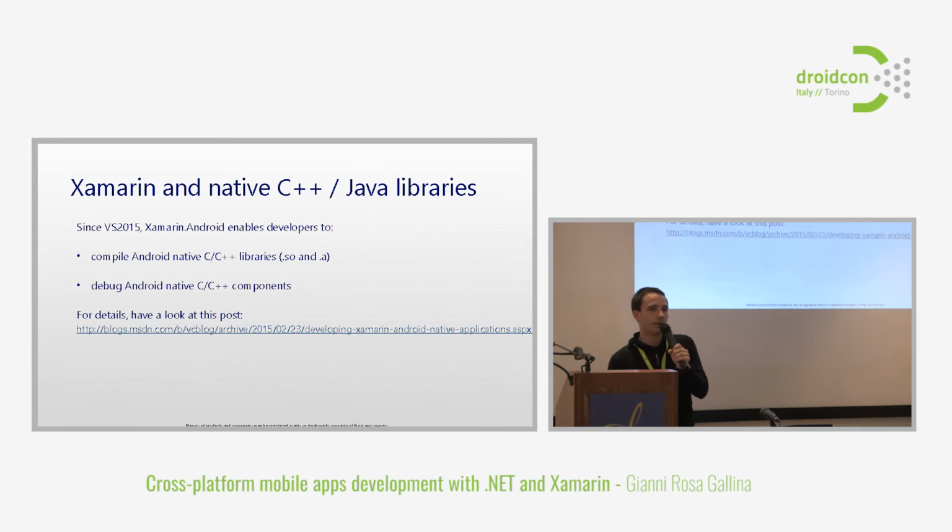Since Visual Studio 2015, Xamarin for Android also enables us to use C++ native code. So if we have third-party components, or we need very optimized code to run, for instance, for graphics processing or 3D libraries, we can build it in C++ and use it from our Xamarin code.